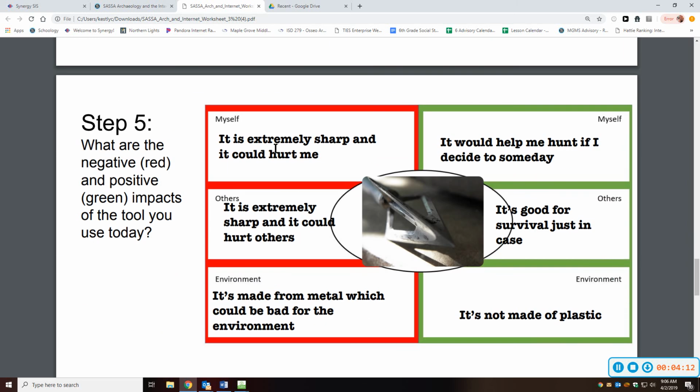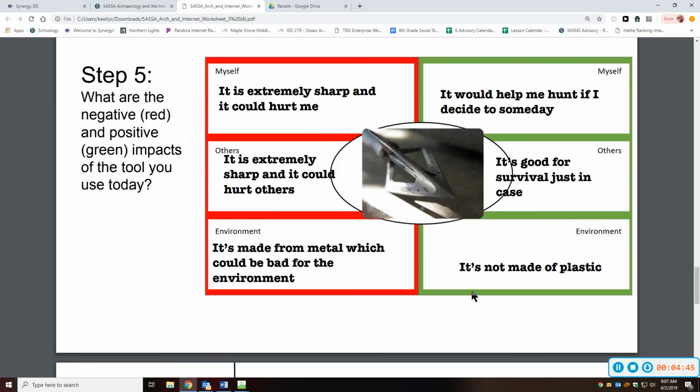All right, and then compare the modern artifact. So he says the negative is it's extremely sharp and could hurt me. It's extremely sharp, it could hurt others. It's made from metal, which could be bad for the environment. I mean, metal in and of itself is not bad for the environment, but sometimes mining practices and accessing metals can be bad for the environment depending on how good the mine was. The good parts, it would help me hunt if I decide to someday. It's good for survival just in case. And it's not made of plastic. And plastic, of course, is difficult to biodegrade and does harm the environment.